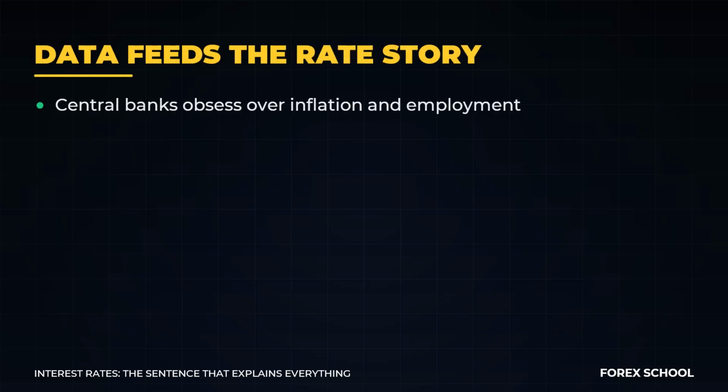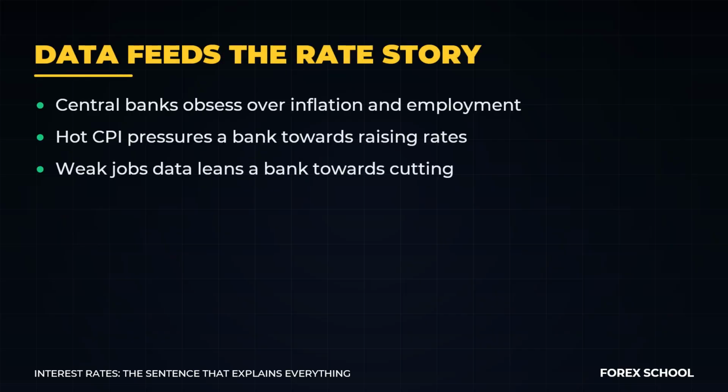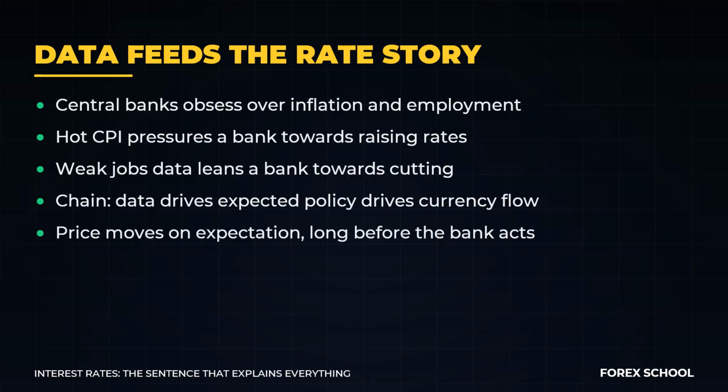So how does a data release feed that rate story? Central banks have 2 obsessions, inflation and employment. When inflation runs hot, a strong CPI print, the bank comes under pressure to raise rates to cool things down, and traders buy the currency in anticipation. When jobs data disappoints, the bank leans towards cutting, and the currency gets sold. That's the chain: data, then expected policy, then currency flow.